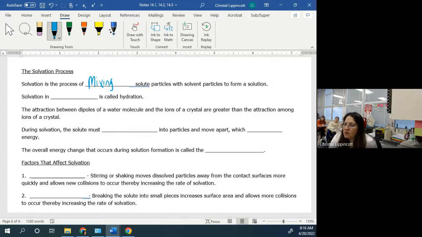So solvation is the process of mixing these solutes with the solvent and forming a solution. Solvation in water then is called hydration.